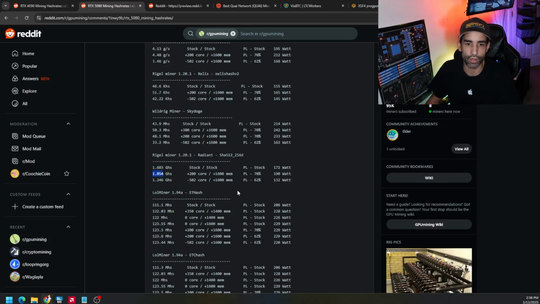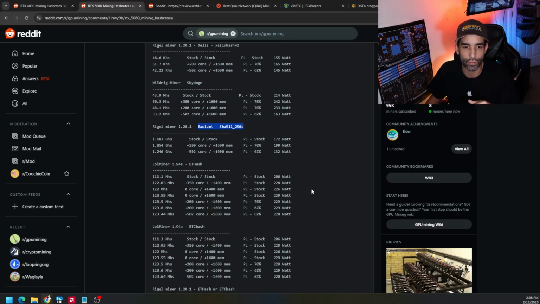So Regal Miner on Radiant, 1.85 gigahash at 190 watts. Another project that has fallen down, like Caspa, Lithium, so on and so forth.